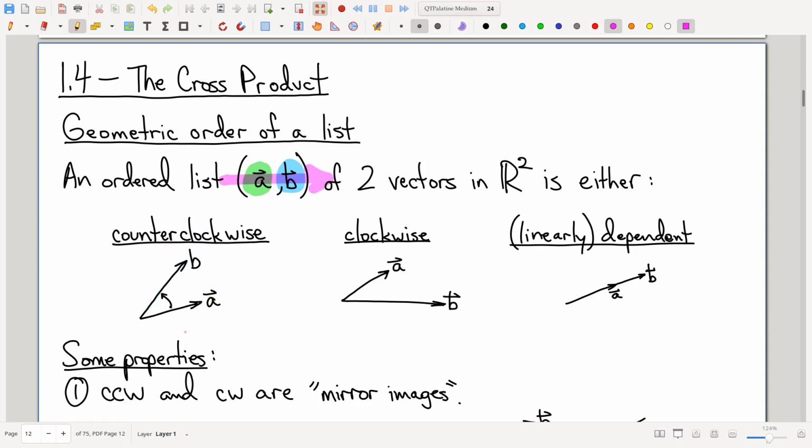Now, on the other hand, the first vector could be perhaps like that. The second vector could perhaps be something like that. If that's what the vectors A and B are, same list, A first, B second, that's clockwise. Most lists you would expect to be either clockwise or counterclockwise, and you just look at the vectors and see which way you rotate to get from the first one to the second one.